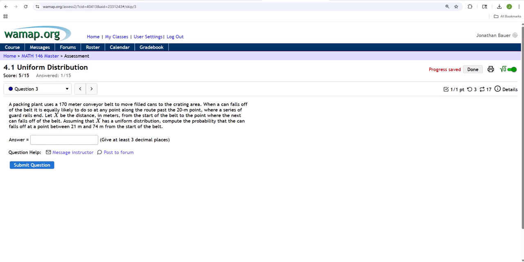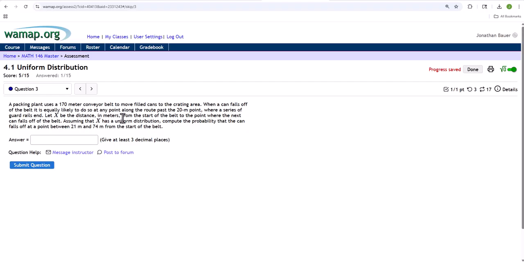All right, welcome back. I wanted to work a couple examples on the uniform distribution, and here is question 3. It says a packing plant uses a 170-meter conveyor belt to move filled cans to the crating area. When a can falls off of the belt, it is equally likely to do so at any point along the route past the 20-meter point, where a series of guardrails ends.